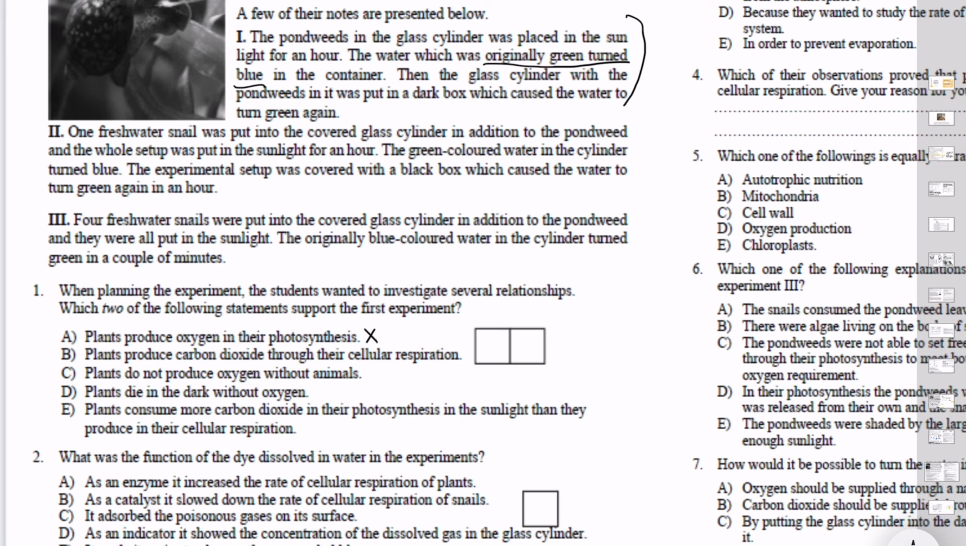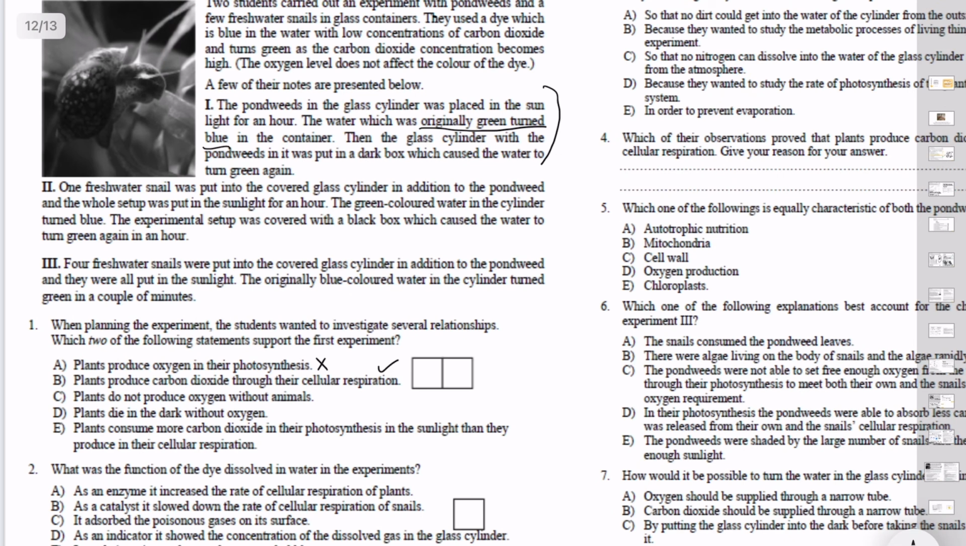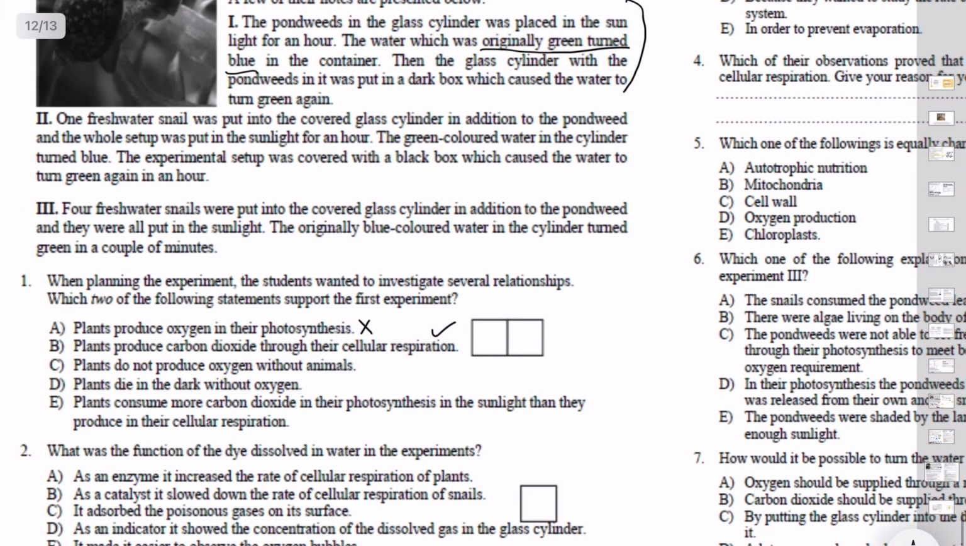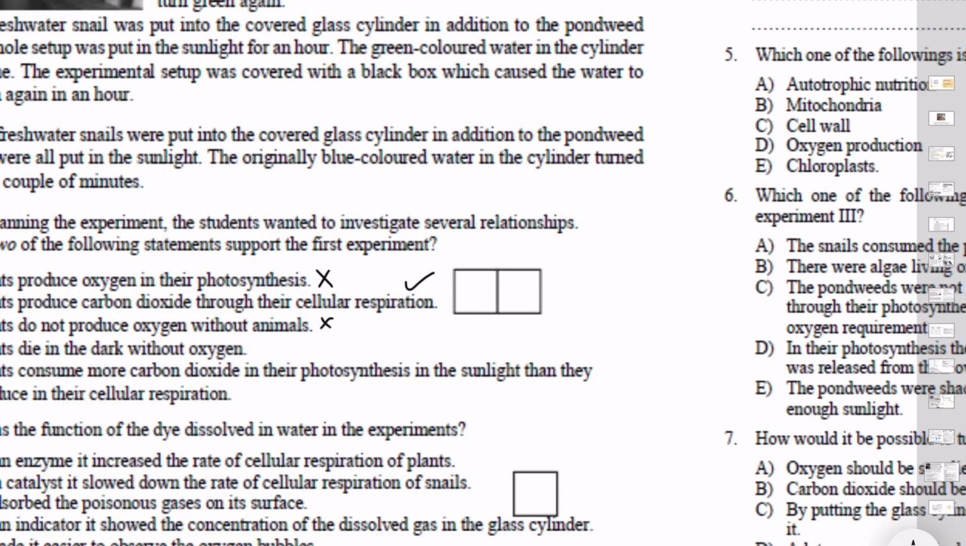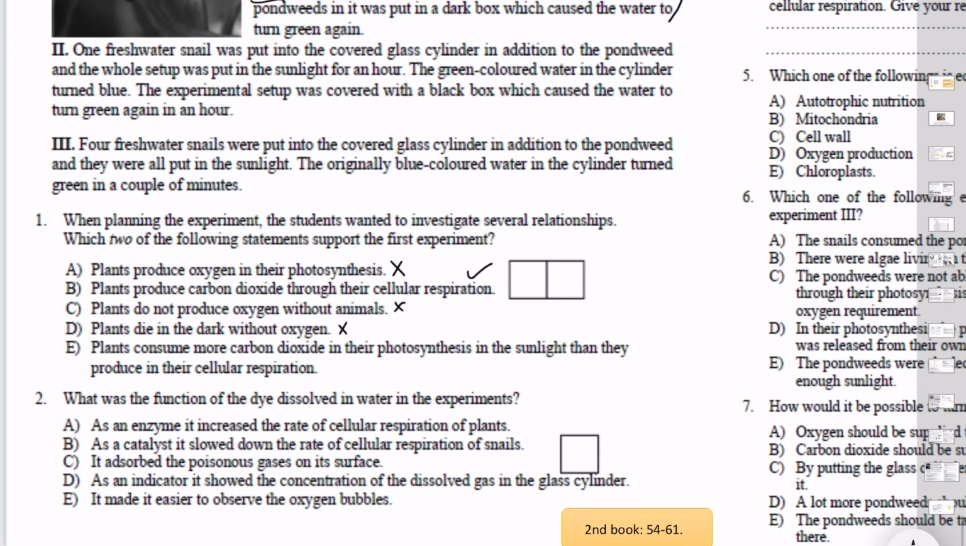Plants produce carbon dioxide through their cellular respiration. That's true. Plants do not produce oxygen without animals. That is again not correct. Plants die in the dark without oxygen. That's then plants consume more carbon dioxide in their photosynthesis in the sunlight than they produce in their cellular respiration. This is actually explained, so B and E will come to the boxes.